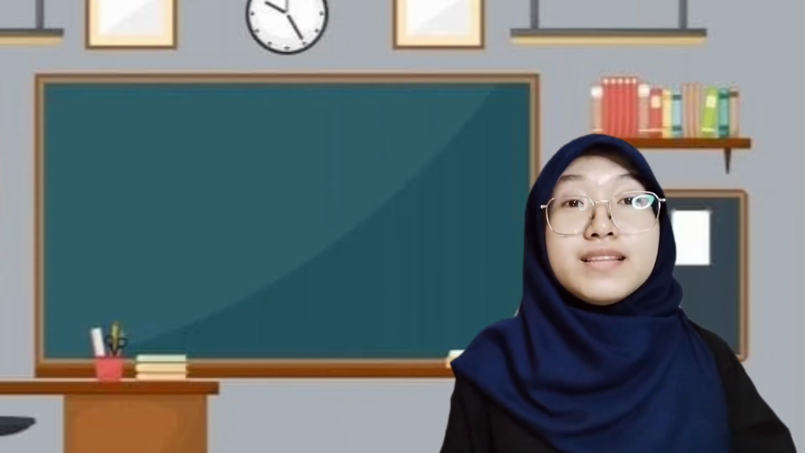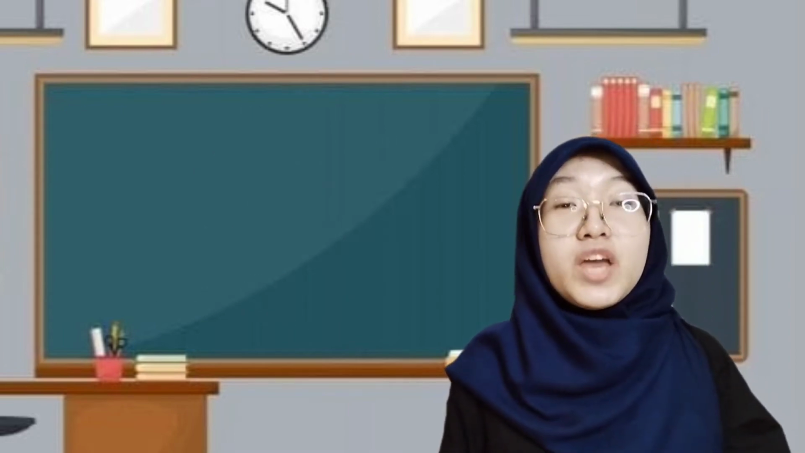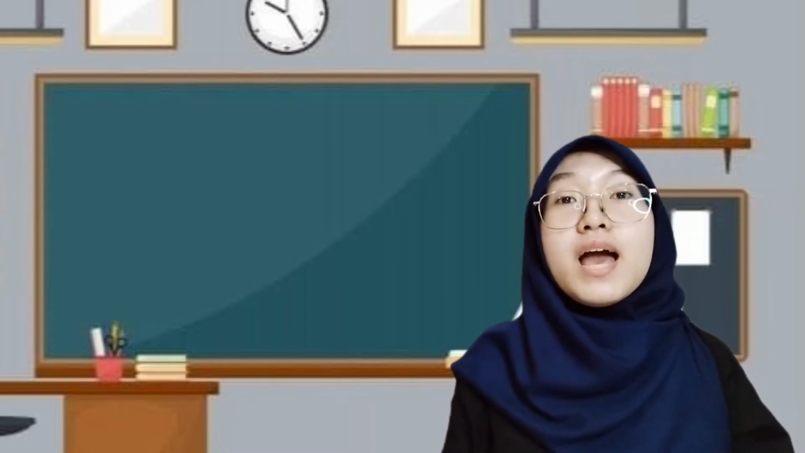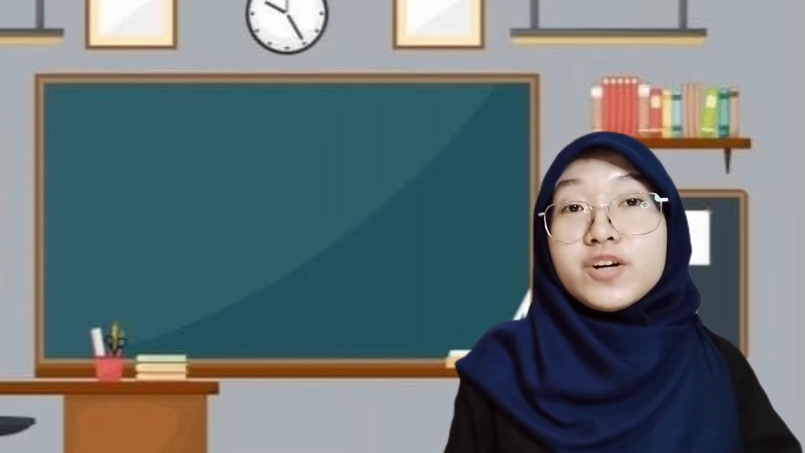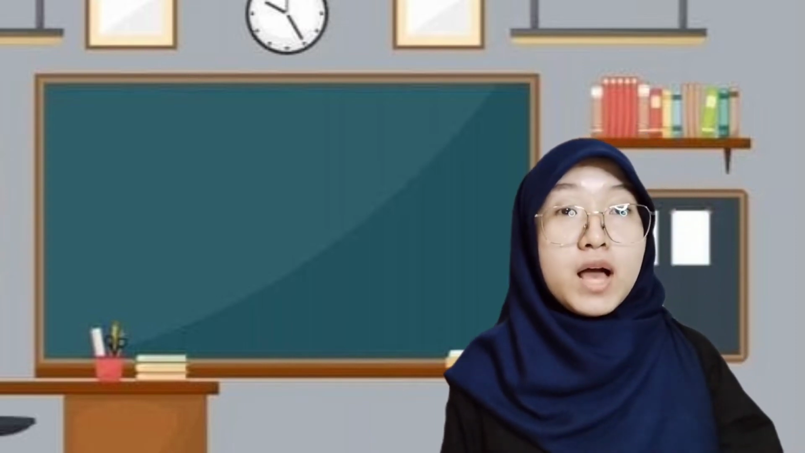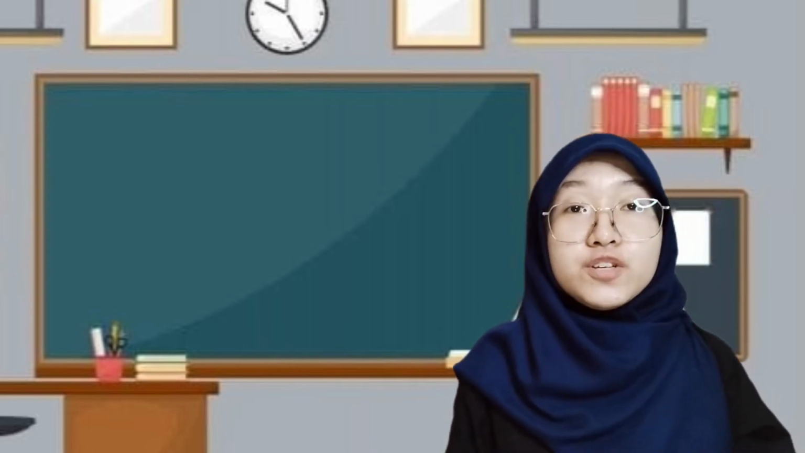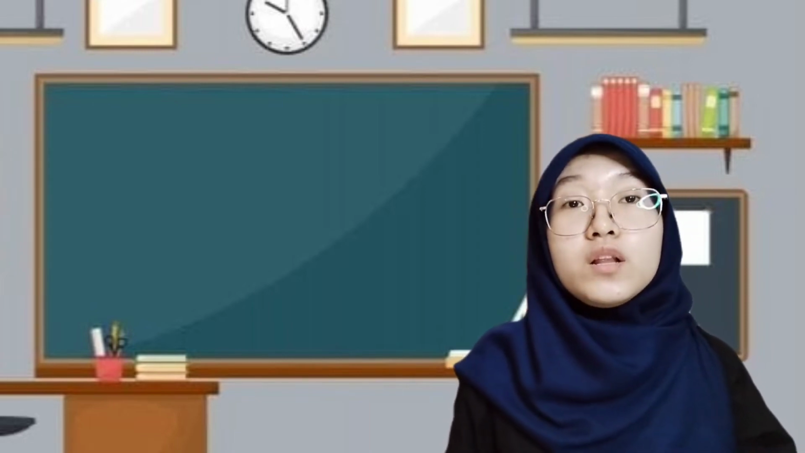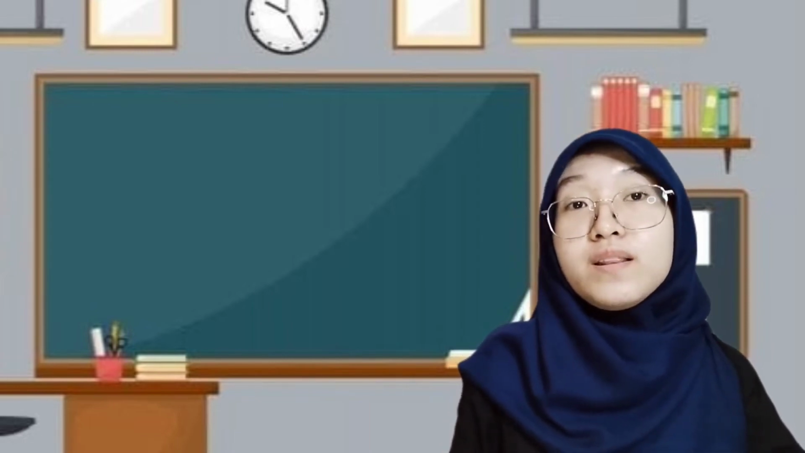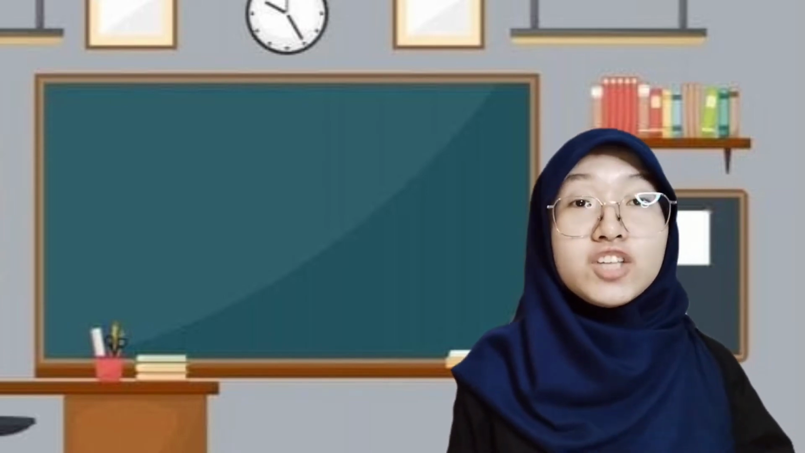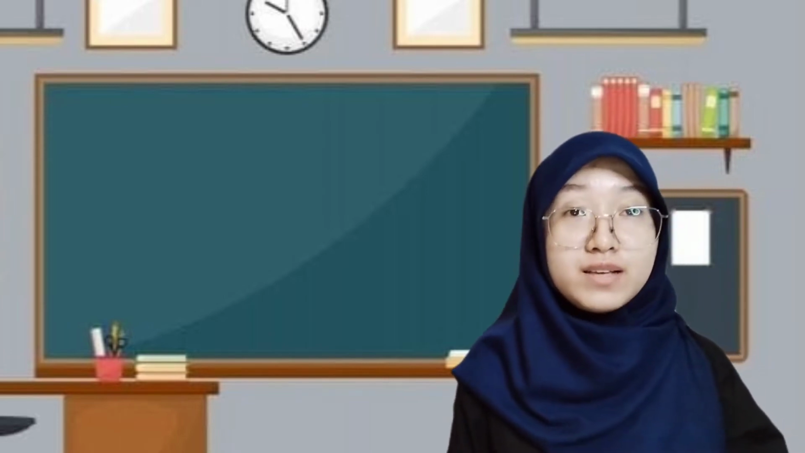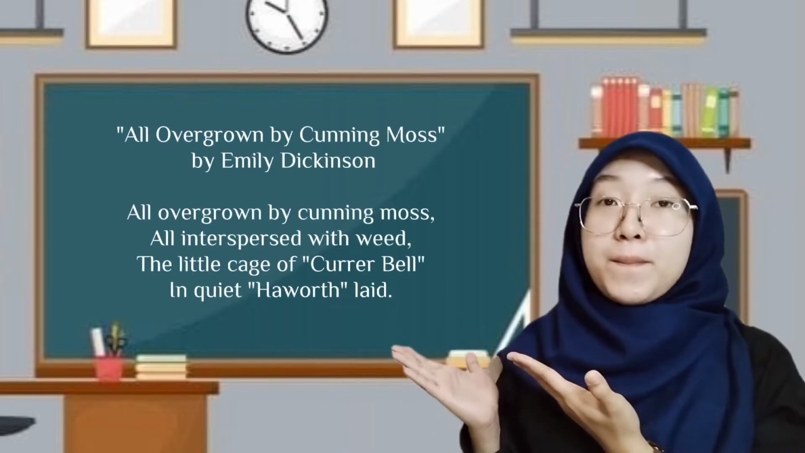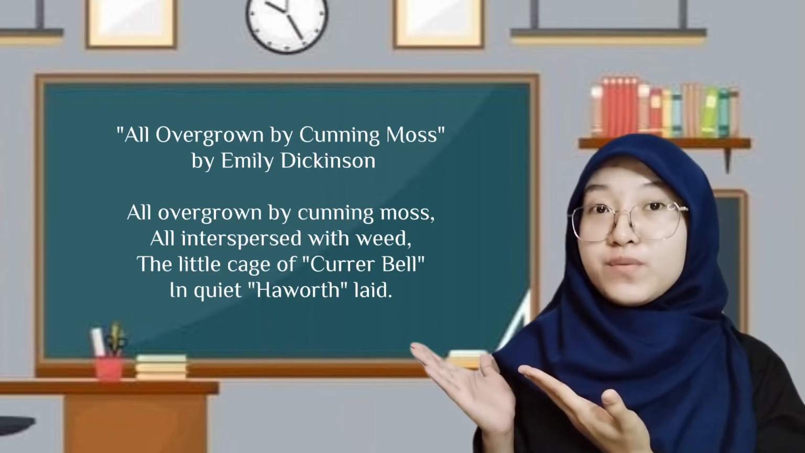Alright then, the next is allusion. So, allusion is a reference to a person, event, or literary work outside the poem. Allusions are usually implied or indirect, and poems with allusions do not necessarily cite the work or historical event they are referencing. So, here is an example of this figurative language.